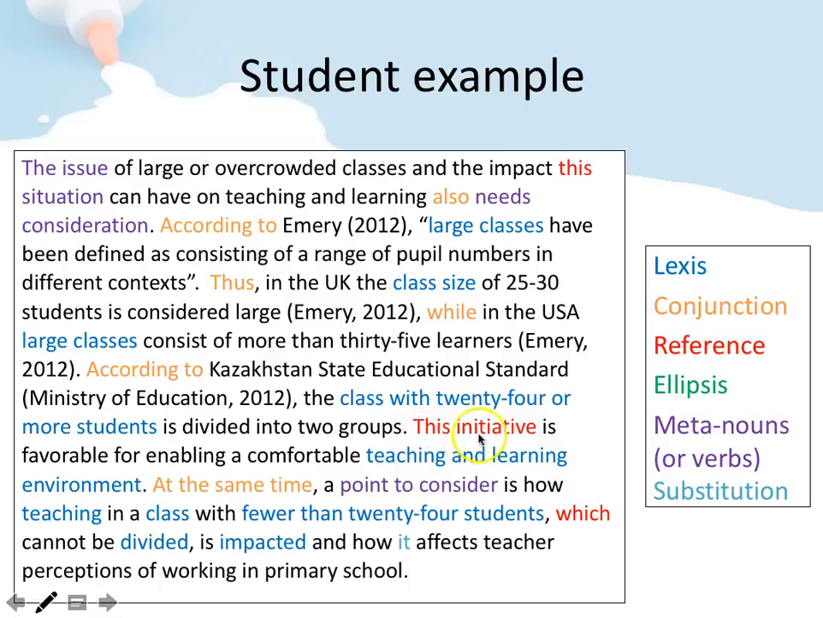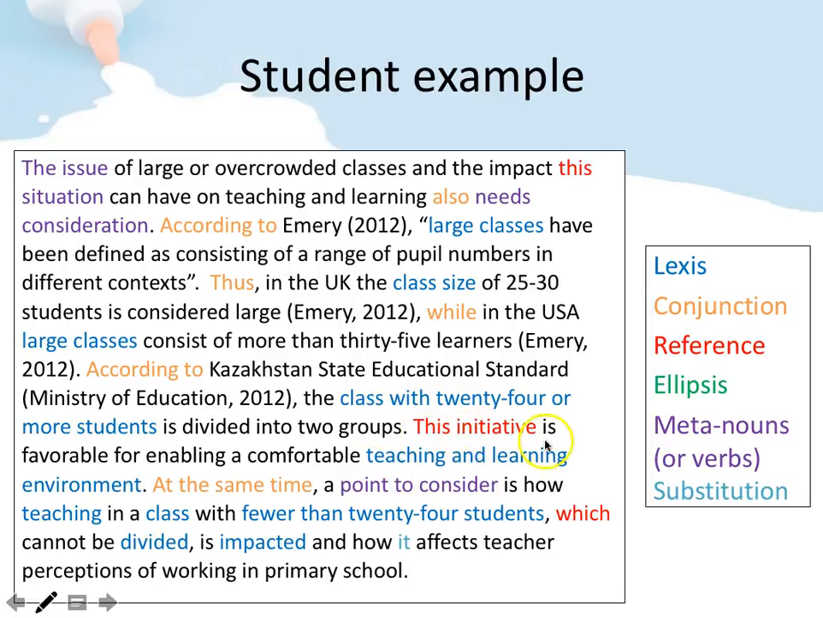Reference, this initiative is referring back to something that was just previously given. I find this to be one of the most effective connections that you can give. When this author says, "according to this state standard, the class with 24 or more students is divided into 2 groups. This initiative is favorable." We don't need to say, "furthermore, this is favorable." We don't need to connect it with some connection language. We just need to explain it. So restate what you're talking about, this initiative.